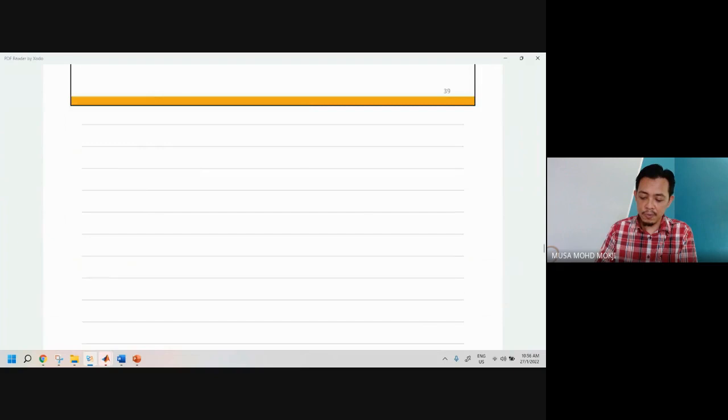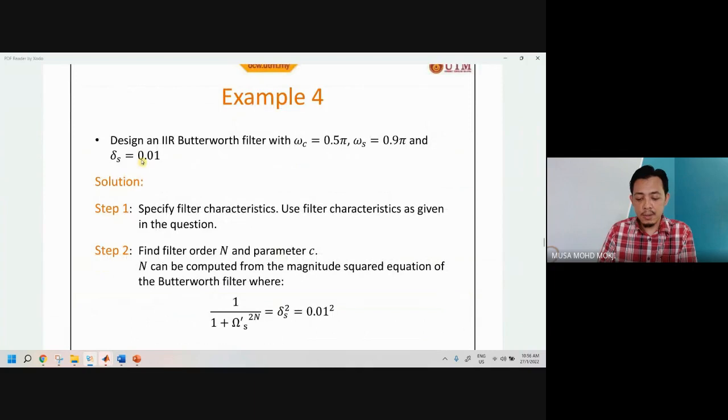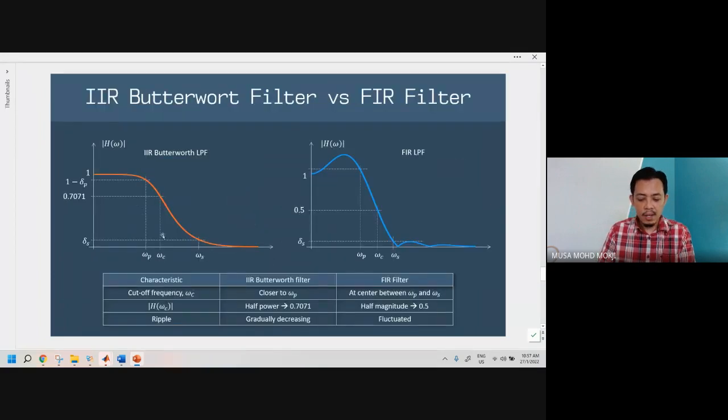Unless in this example 4, this is actually a bit complicated, because what we did is we specified the ripple. When you specify a ripple, let's go back to this one. This is a ripple, this is another ripple, and then you have a very fixed magnitude here at omega c. So in maths, if you have 3 parameters, you should have 3 equations.